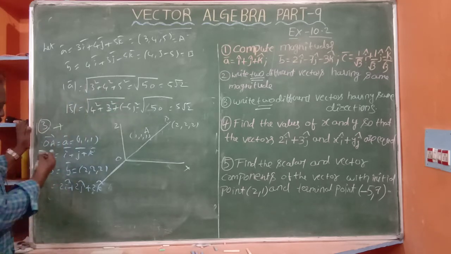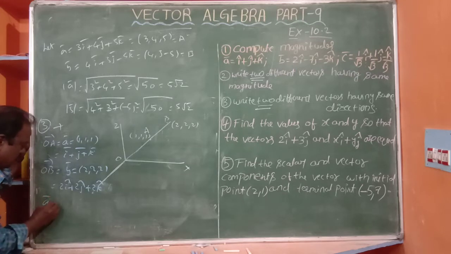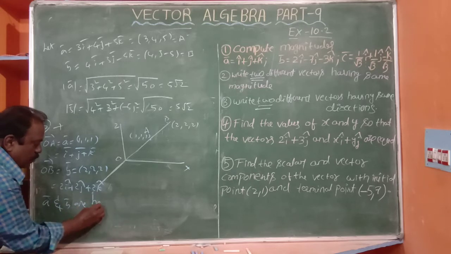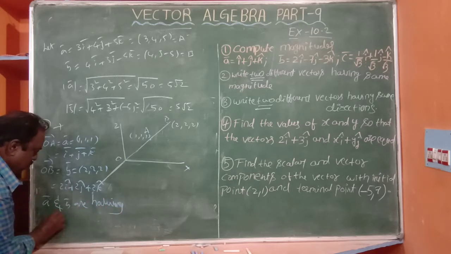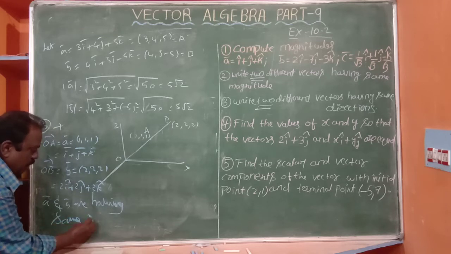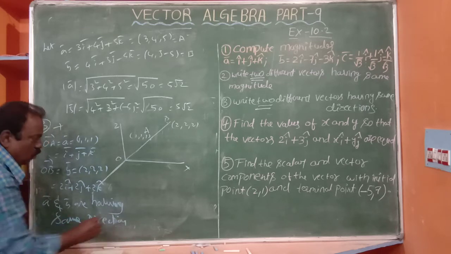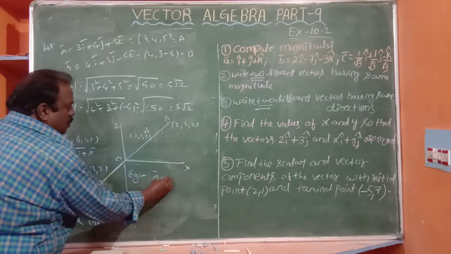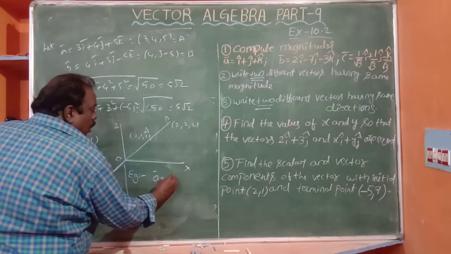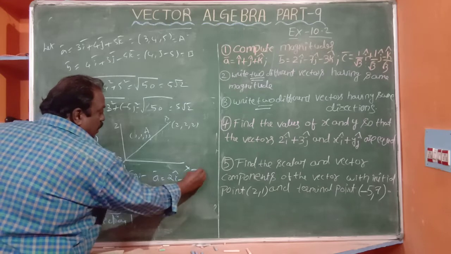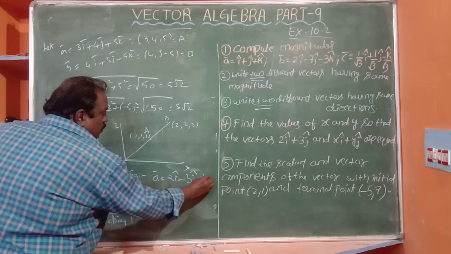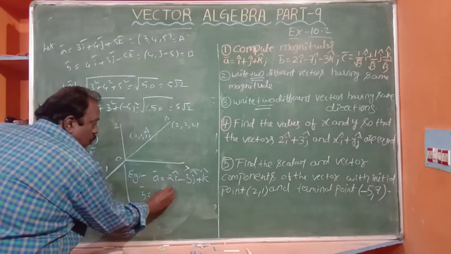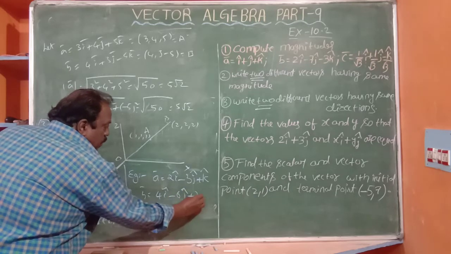One more example. Here A bar and B bar are having the same direction. Okay now? Not only this one, I will give you one more example. Let A bar be equal to 2i minus 3j plus k cap, and B bar equal to 4i minus 6j plus 2k.